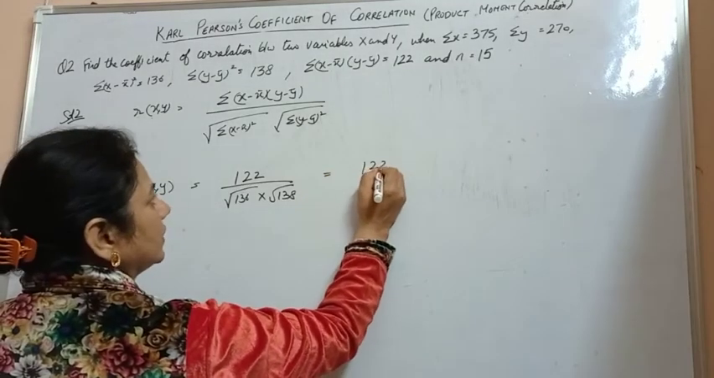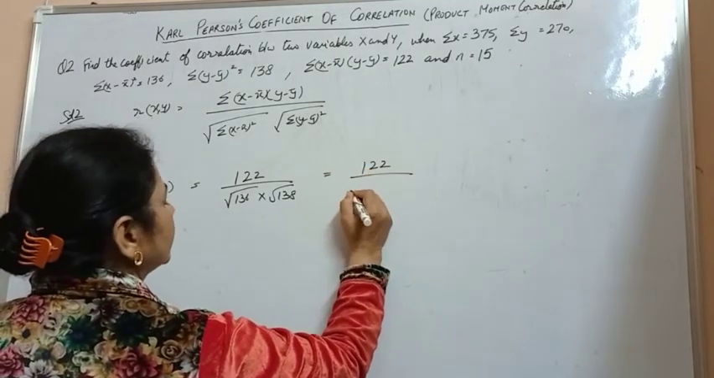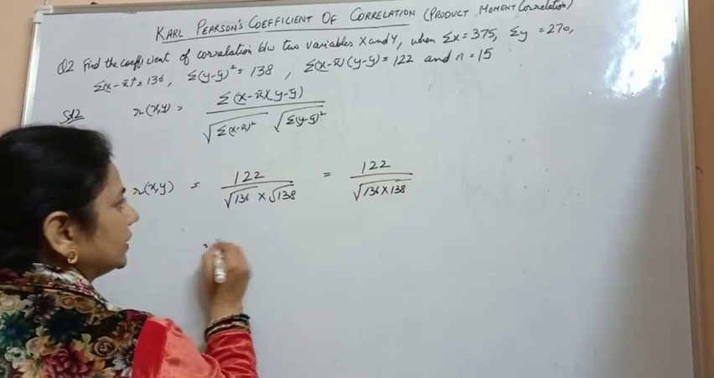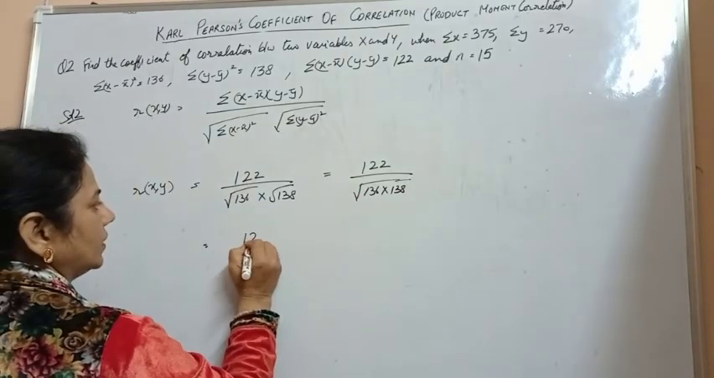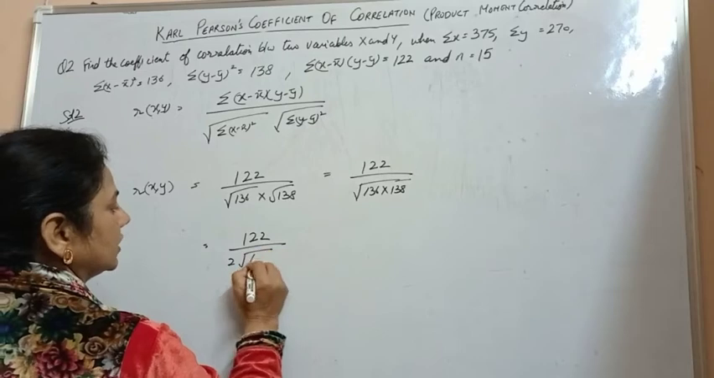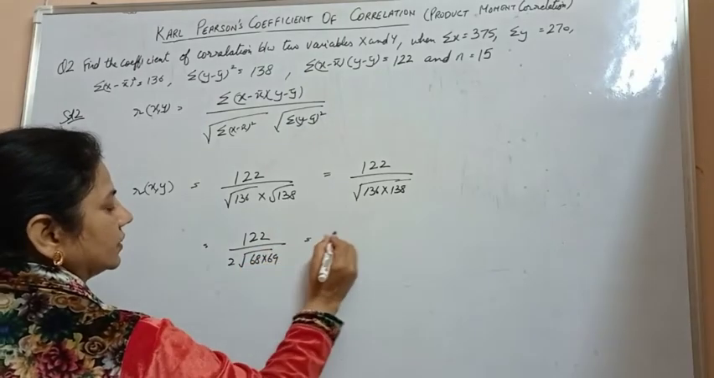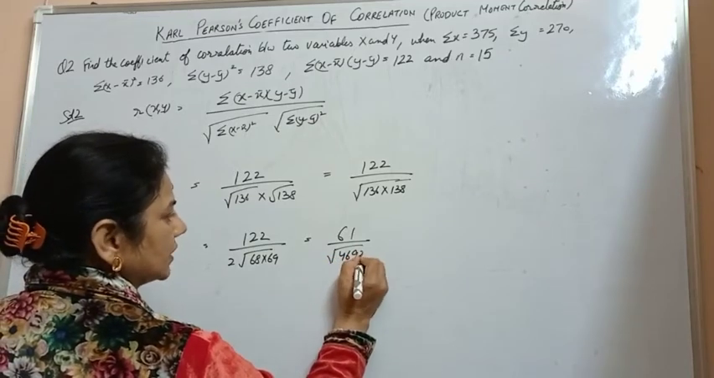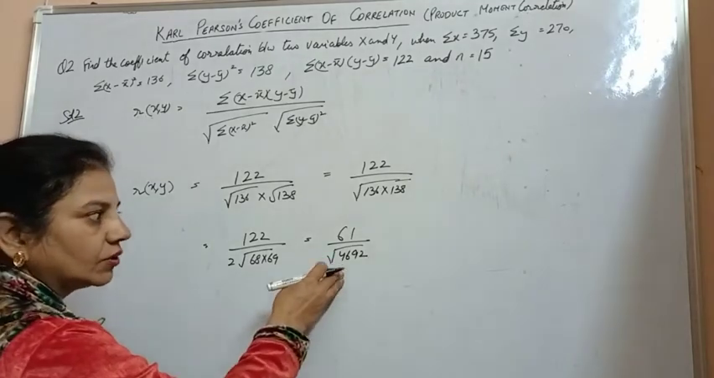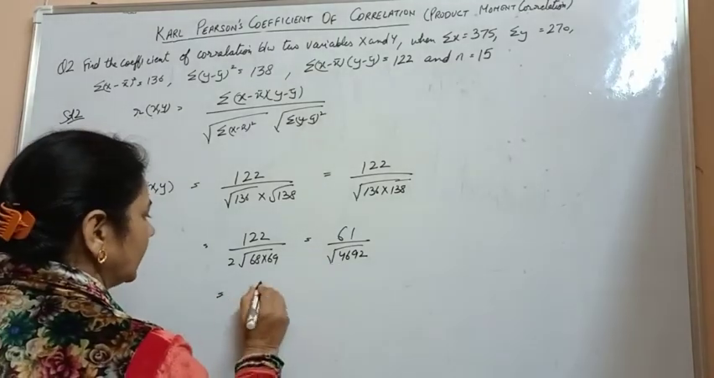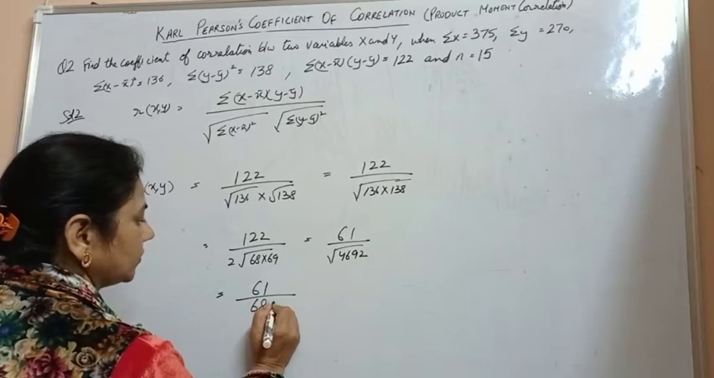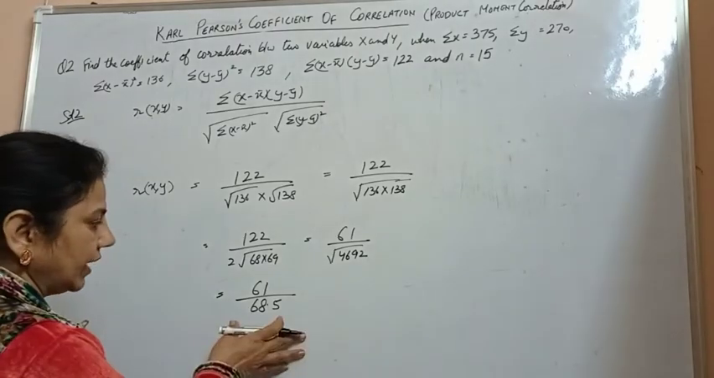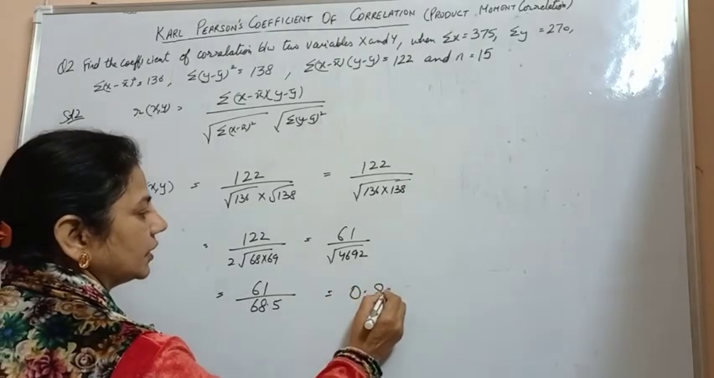This on solving gives us, if you take 136 into 138, we can take 2 common, as 122 is equal to 2 times 61. That means 61 upon under root 4692. Take the square root of 4692. You will get the value as 61 upon roughly 68.5. So divide this. On dividing, you will get 0.89.